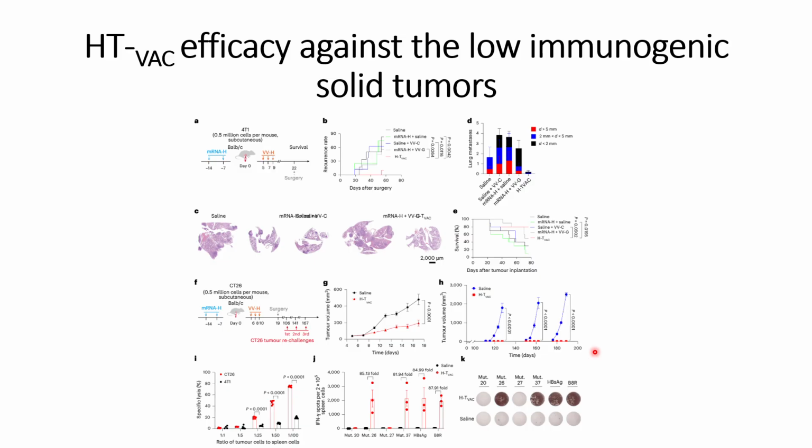Altogether they were able to make the point that this HT vaccine works efficiently on low immunogenic solid tumors also. If you need to understand more about these experiments in detail, you can go through the reference provided in the description. That's all for this video. Thank you for your time.